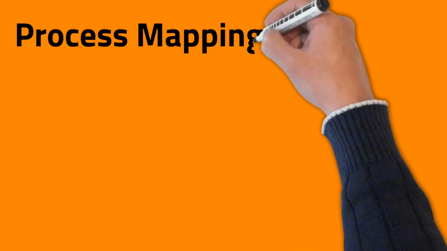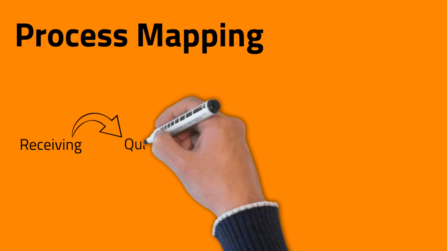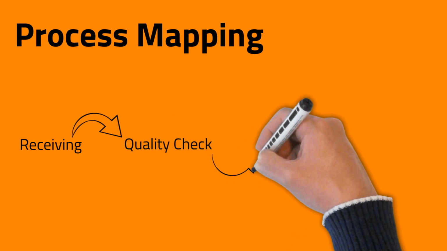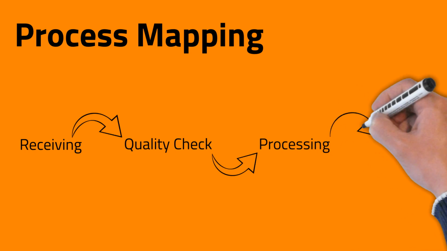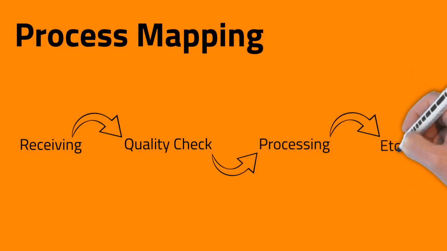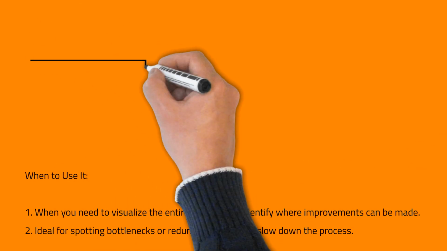Lastly, we have process mapping, which provides a detailed visual representation of the entire workflow. A process map breaks down every step in a process, showing how each task flows into the next. This tool is particularly helpful for identifying bottlenecks, delays, or inefficiencies that might be causing issues.